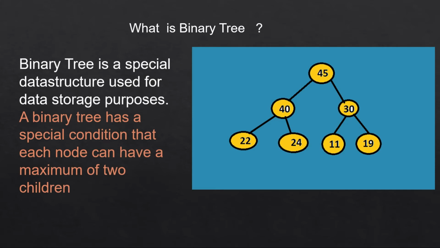So before going to full binary tree or complete binary tree, we have to recap what a binary tree was. A binary tree is a special data structure used for data storage purposes. And a binary tree has a special condition that each node can have a maximum of two children nodes. So this is a parent node you can see here, and this is a child node. This is a child node and this is another child node. So you can see here this node has two child nodes. So in a binary tree, a maximum of two child nodes is allowed.